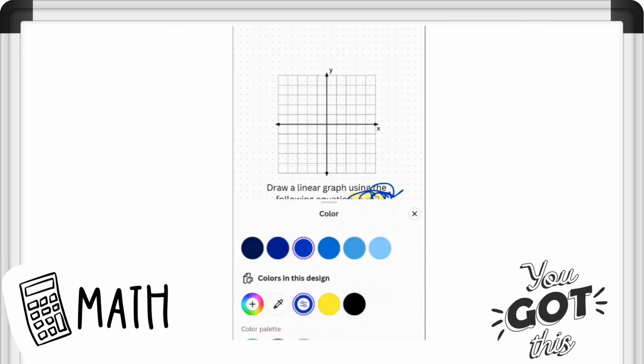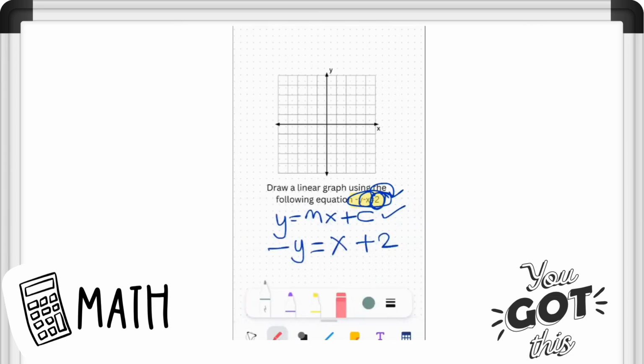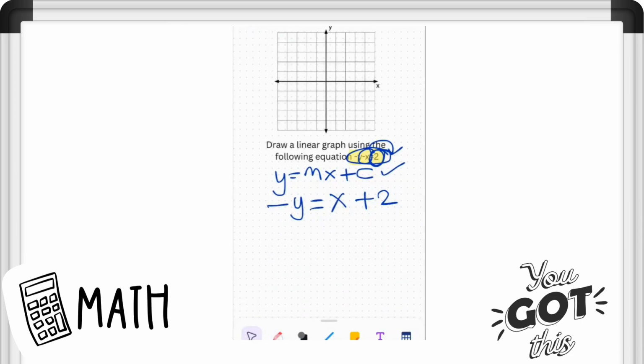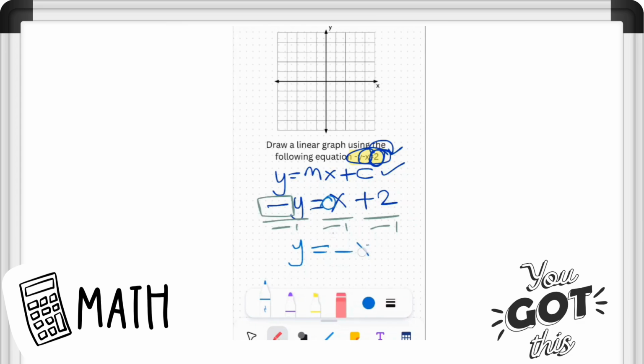Now I need y to be alone and positive. So if I look at this equation here, it is definitely not. To remove this coefficient here, which is negative 1, I need to divide everything by negative 1. So if I do that, a negative divided by a negative is a positive y. The positive x divided by the negative is a negative x. And the positive 2 divided by negative 1 is going to be a negative 2. So this is my equation.